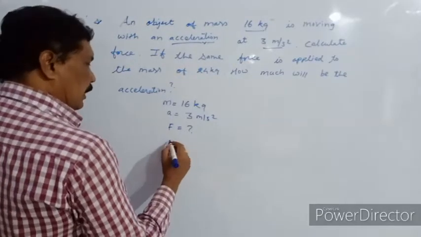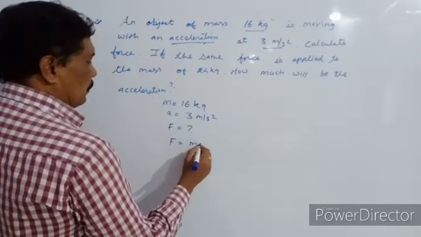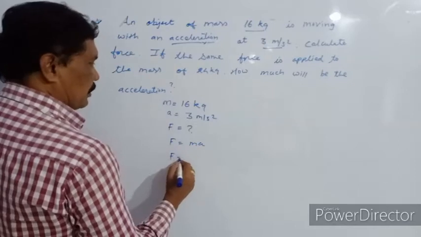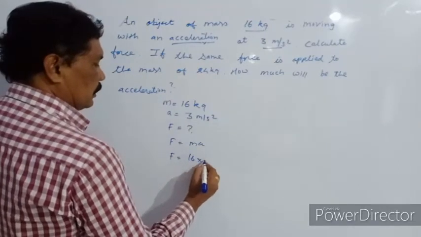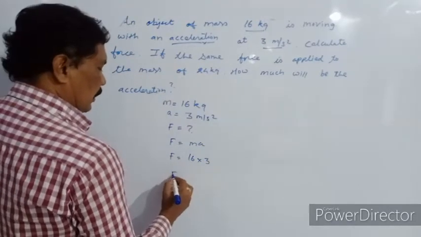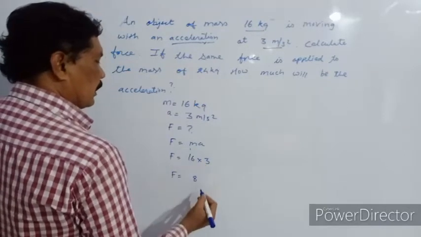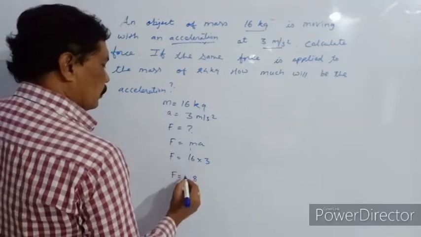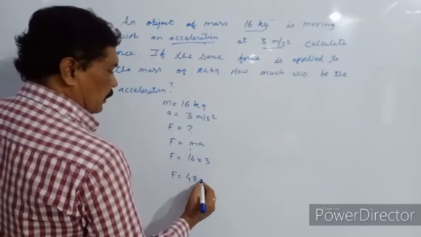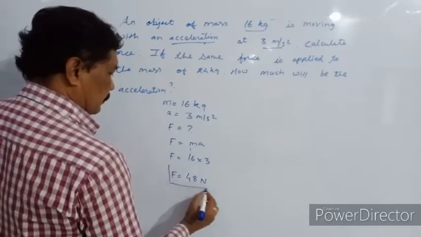We have a formula, F is equal to ma. F is equal to 16 into 3. 6 threes are 18, 8, 1 carry, 3 ones are 3 plus 1 is 4. F is equal to 48 Newton.